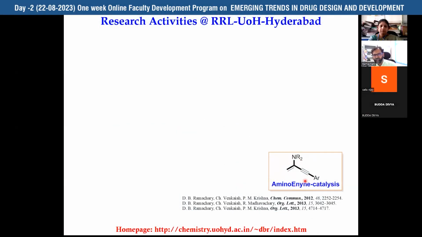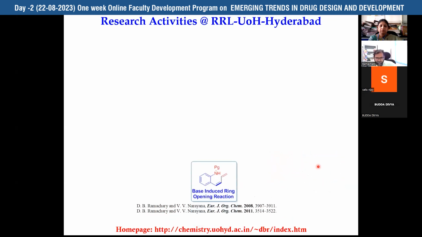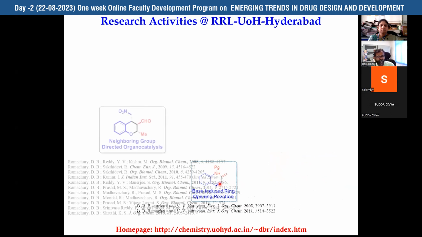So these kinds of species are very important, to understand those species in pharmaceutical chemistry. And we also developed the base-induced ring opening reaction. Base-induced ring opening is also very important, especially for diene species. This diene is a very interesting species in pharma and medicinal chemistry.